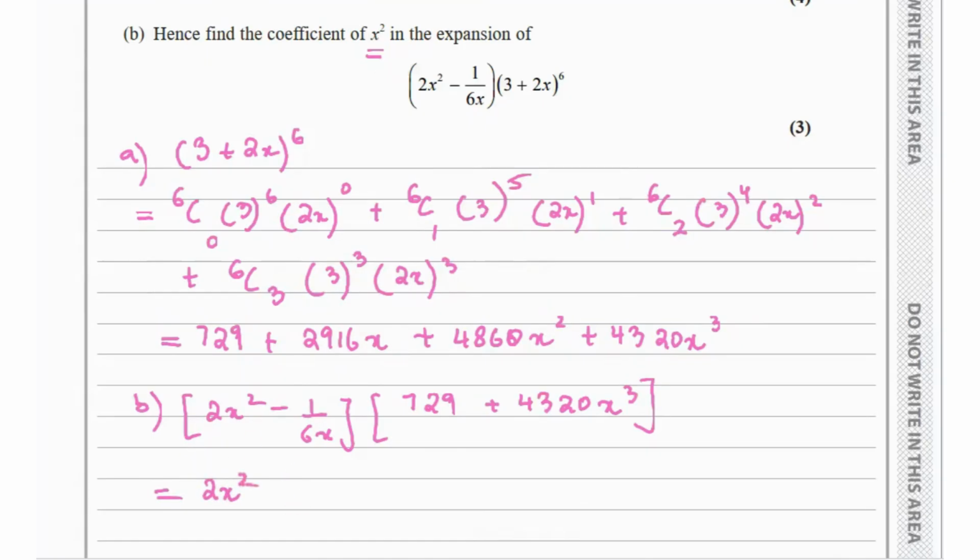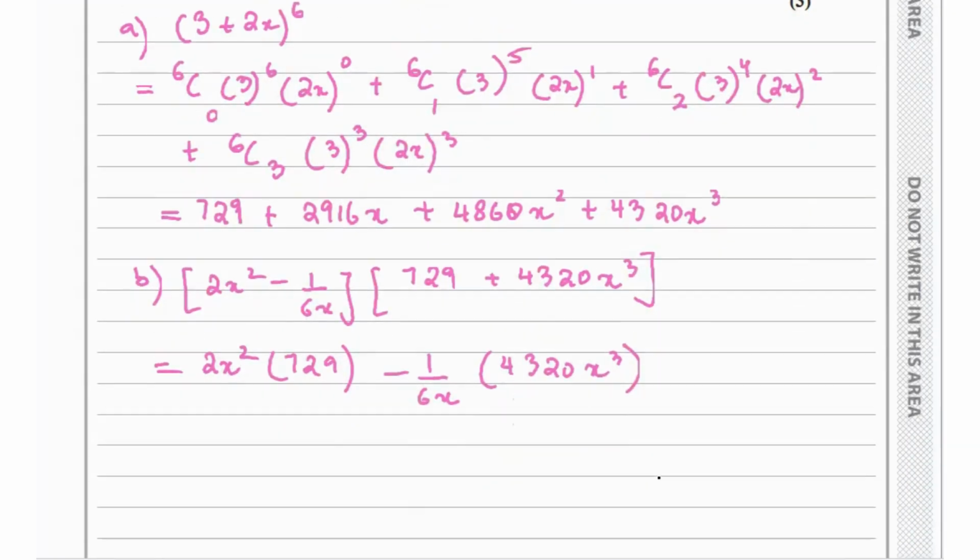So 2x squared times 729 minus 1 over 6x times 4320x cubed, which gives us a value of 1458x squared minus 720x squared, which equals 738x squared. That's the term with x squared.